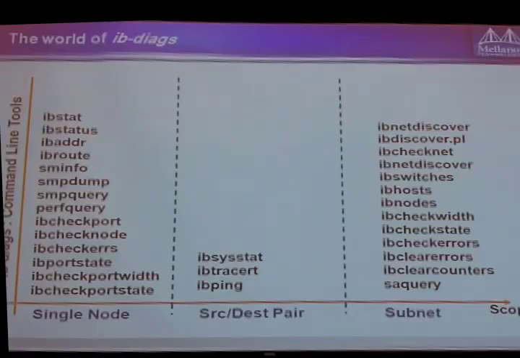So the first group of tools I'm going to talk about is called IBDiags. So this is the world of IBDiags. There's a bunch of single node tools, and when I mean single node, it's like you're identifying a node and trying to check some status of it. There's source destination pair tools, and then there's tools that look at things across the whole subnet. Now this is a ton of tools. I'm not going to go through all of these. I'm just going to really talk about 5 of them and highlight their usage: IB status, SMP query, perf query, IB port state, and IBnet discover.